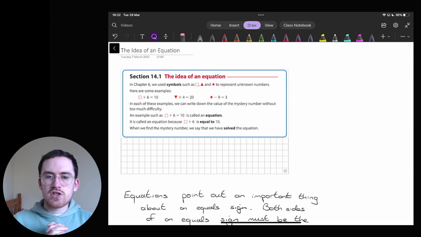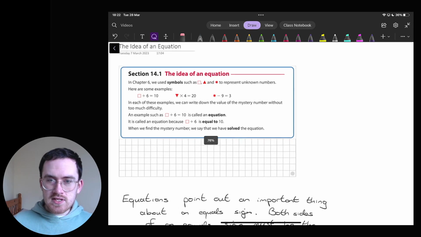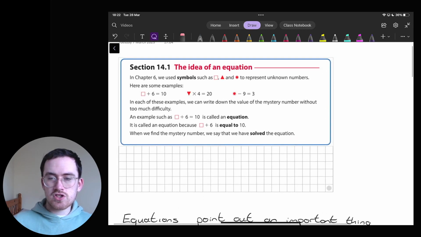So we need to make sure that we are happy with those and comfortable with answering the different types of questions, I suppose. So looking at this here. In chapter 6, they're saying we use different symbols such as a square, a triangle, a star to represent what we call unknowns, or variables. And we're getting this idea that if we look at these, for example, square plus 6 equals 10, we can say, well, the square is probably 4 because 4 plus 6 equals 10. Same thing then with the triangle. If triangle multiplied by 4 is equal to 20, then the triangle is probably 5. And we can follow it through that way.